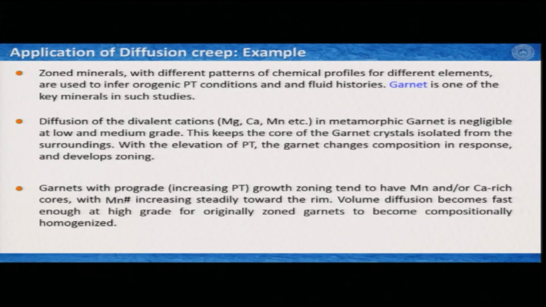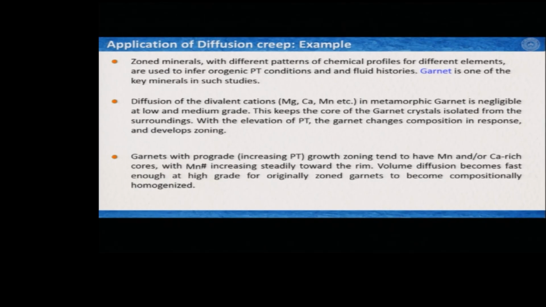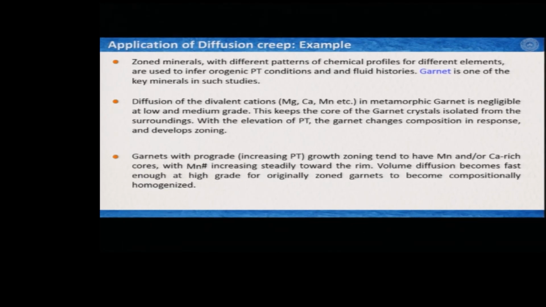So, what happens here is that the diffusion of divalent cations, for example magnesium, manganese, calcium and so on, in metamorphic garnet is negligible at low to medium grade. So, if I have some distribution of these elements inside the garnet at low or medium grade metamorphism, then they stay there. Therefore, if I have a large garnet crystal, the core of this garnet is almost undisturbed, somewhat isolated from the surroundings.